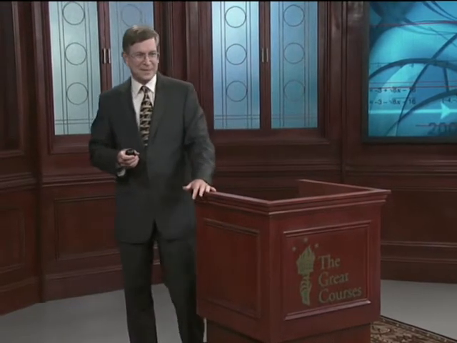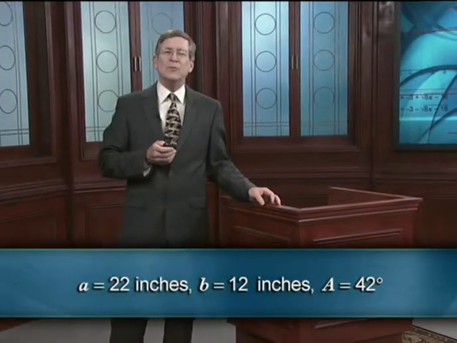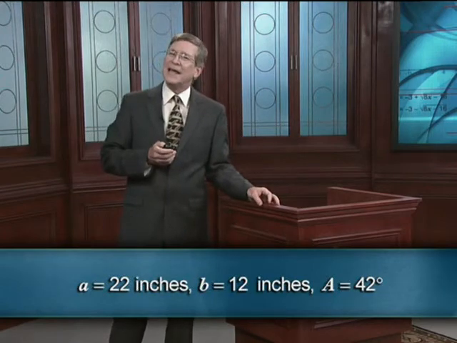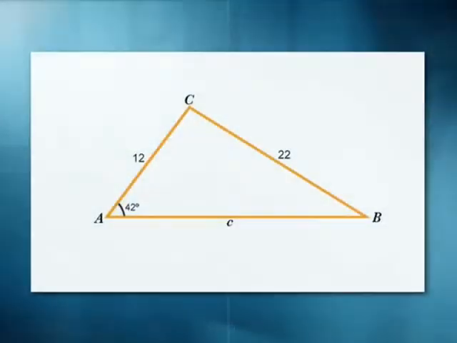All right, let's do, again, a more interesting example. Here's the setup. a will be 22 inches, b will be 12 inches, and the angle at A, 42 degrees. So here I've drawn the picture. The angle at A is 42 degrees. The angles at B and C are unknown. The side opposite A is 22, and the side opposite B is 12. Let's solve this triangle. Okay.